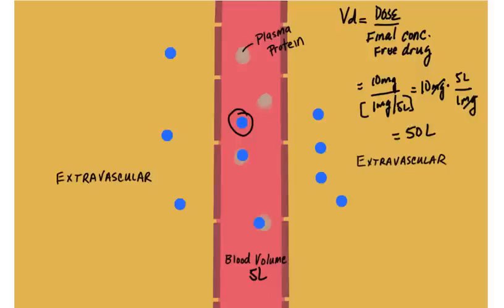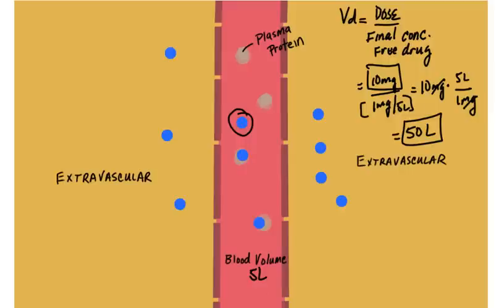But think about that. Do you have 50 liters of blood volume? No. That's why it's called a theoretical concentration. In order to get the concentration that ends up free in the blood, we would have to place 10 milligrams of this drug into a 50-liter container. That's all that volume of distribution is telling you.